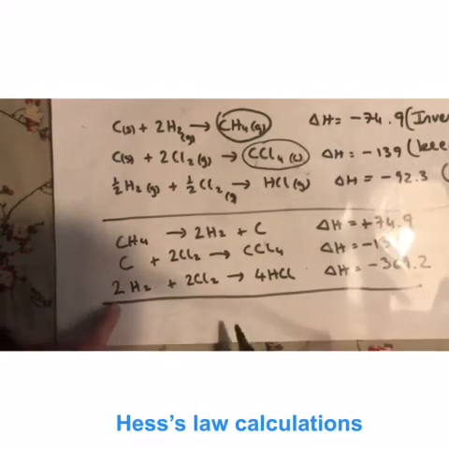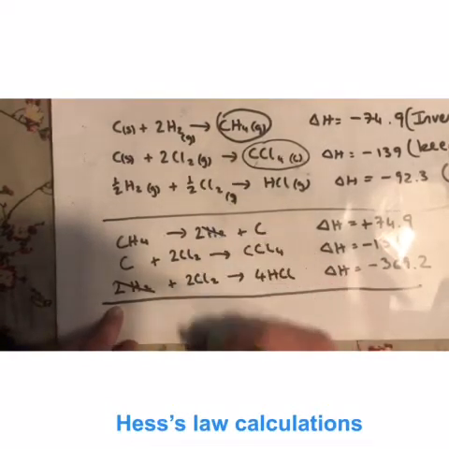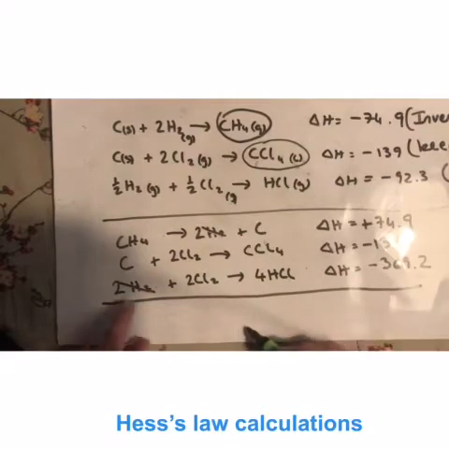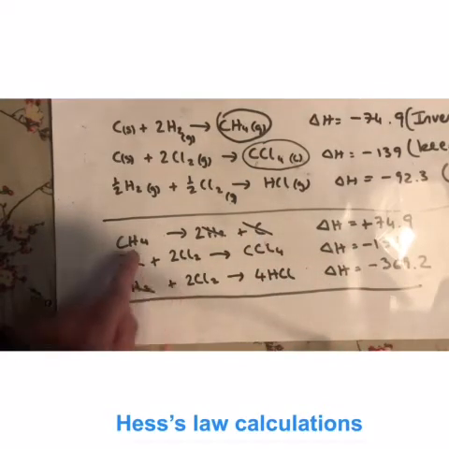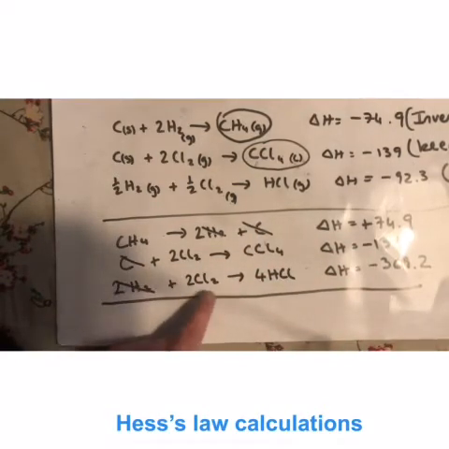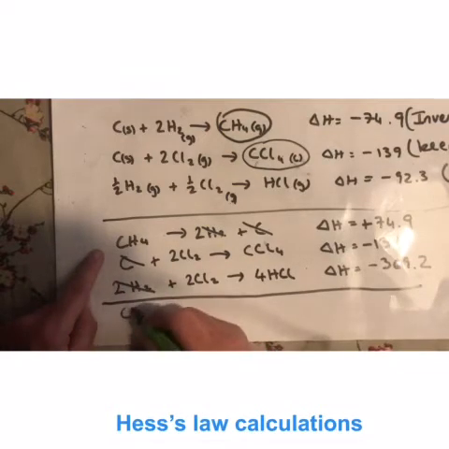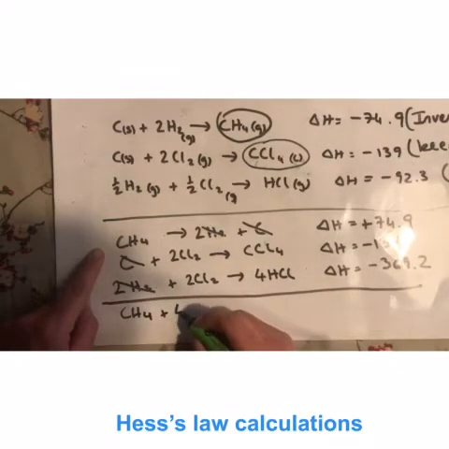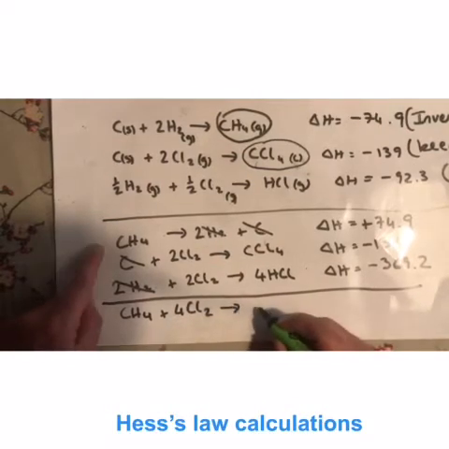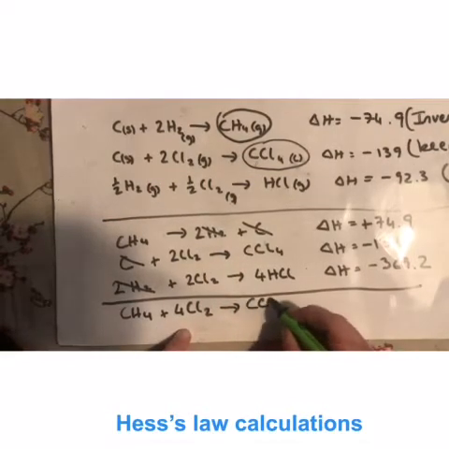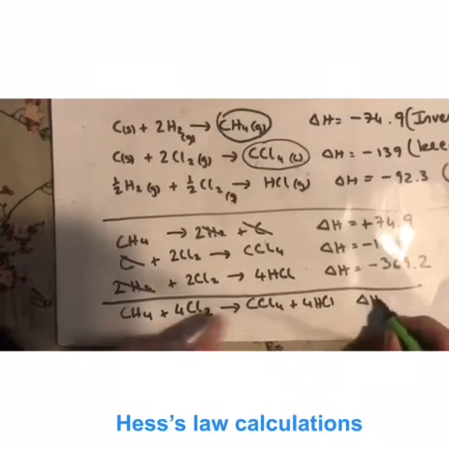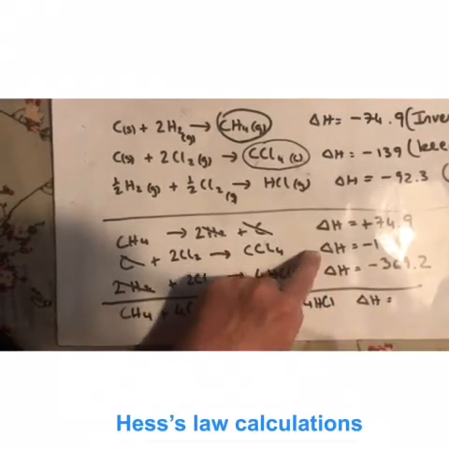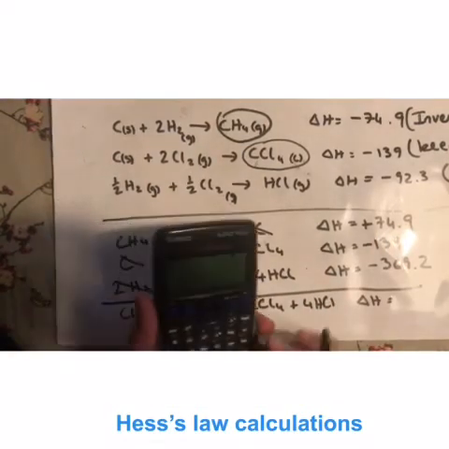Okay, now let's see if this adds up to what we want it to be. So our 2H2s can be cancelled off there. Let me see, what else can be cancelled off? Our carbon on this side, our carbon on that side can be cancelled off. Right, so let's add this up and see if this works out. So it's going to be CH4 plus 4Cl2, arrow goes to CCl4 plus 4HCl, and so that means we just have to add up our answers here and we get our result, which is what we're looking for.